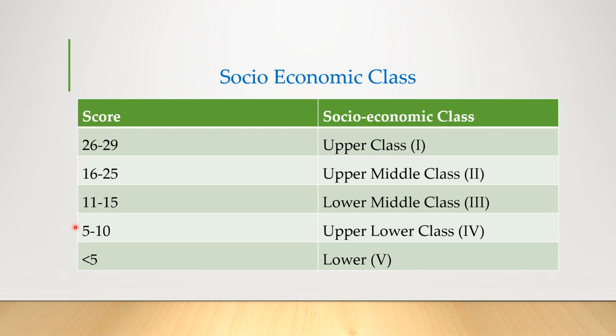Now, based on the total cumulative score from the three variables, you can see here that for the upper class the score is 26 to 29. If the score is 16 to 25, then the class is upper middle class. If the score is 11 to 15, it is lower middle class. If the score is 5 to 10, it is upper lower class, and if the score is less than 5, the class is lower class.